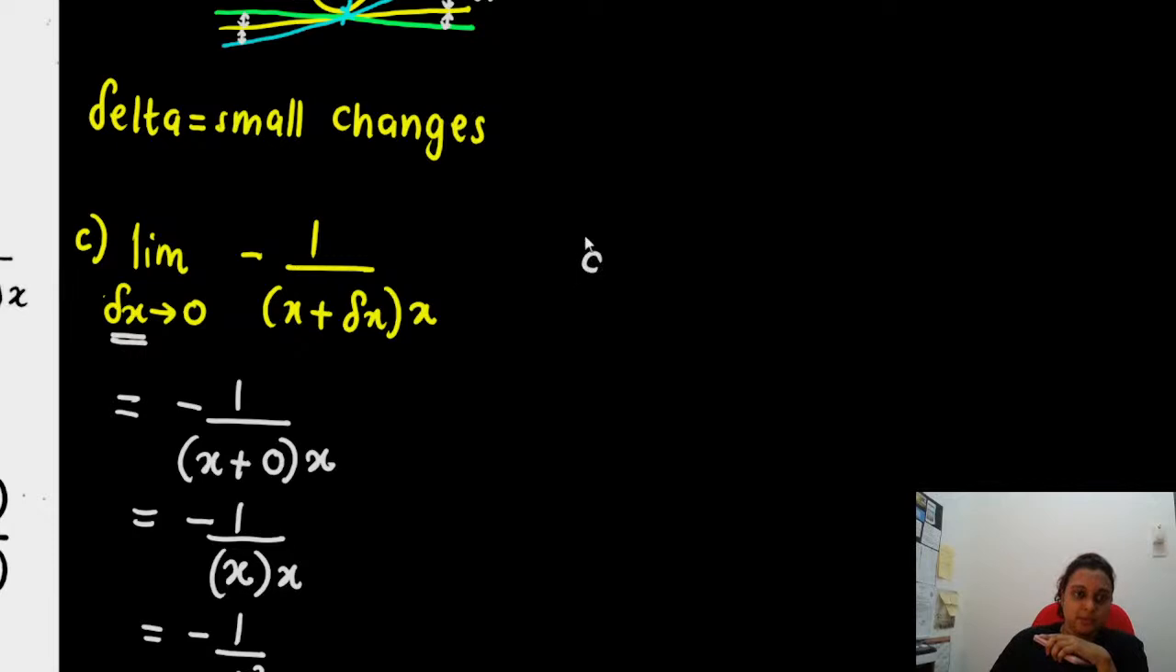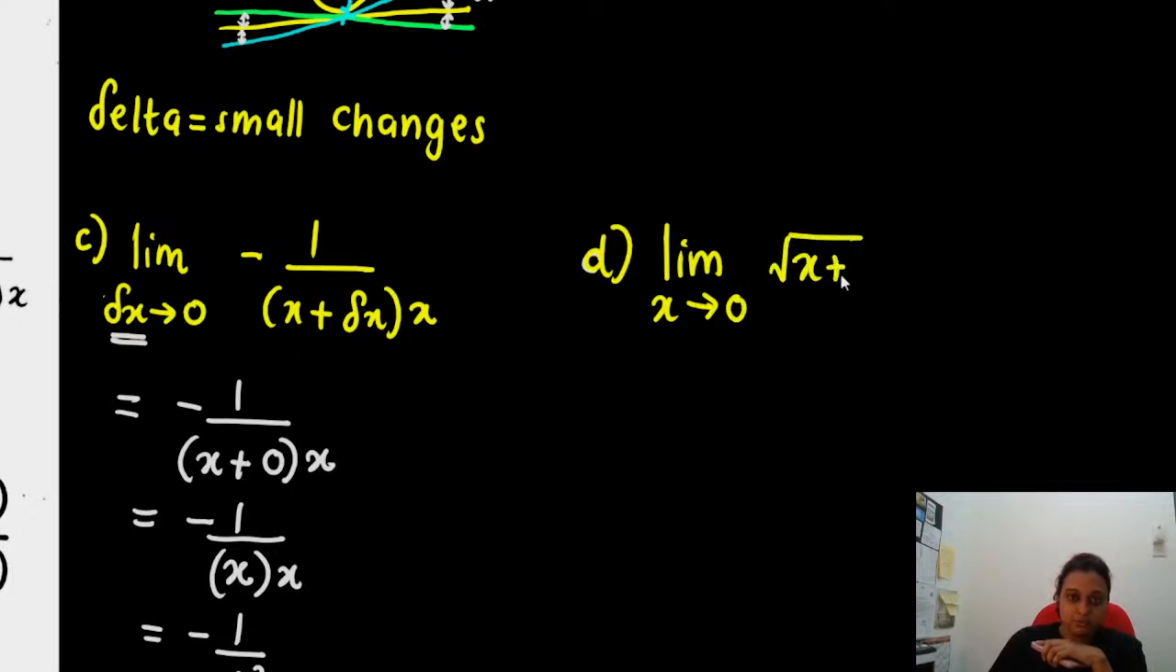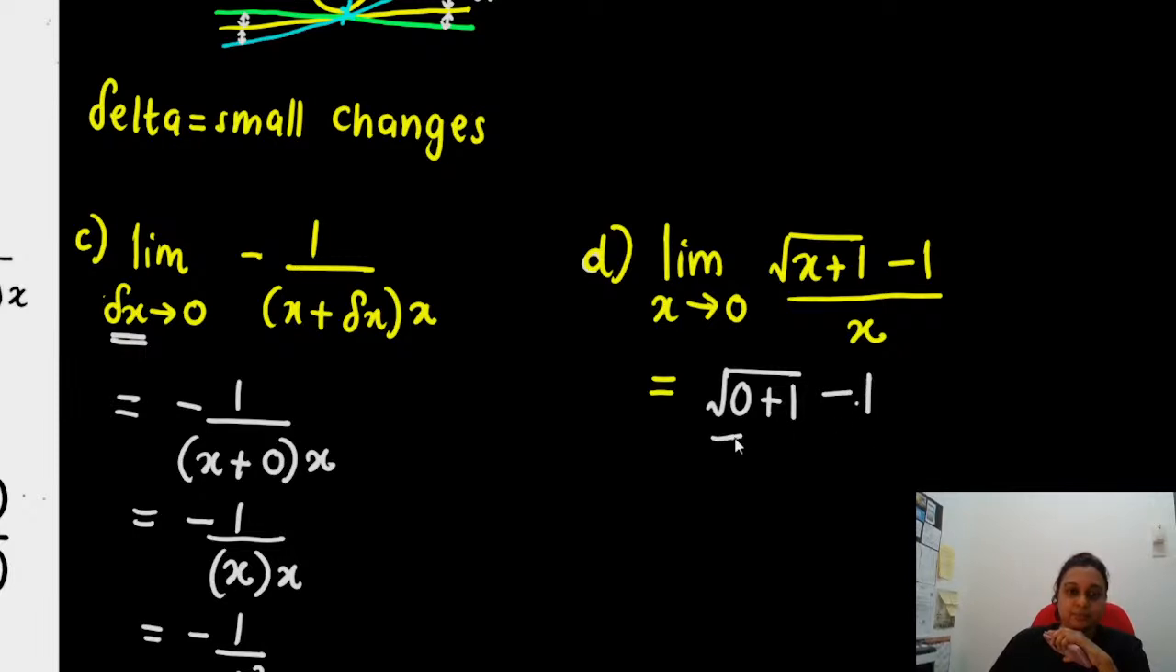Okay, D, find the limit as x approaches 0 of (square root of x plus 1, minus 1) divided by x. First step, always try to substitute first. If I substitute here, what will I get? 0 plus 1, then divide by 0.